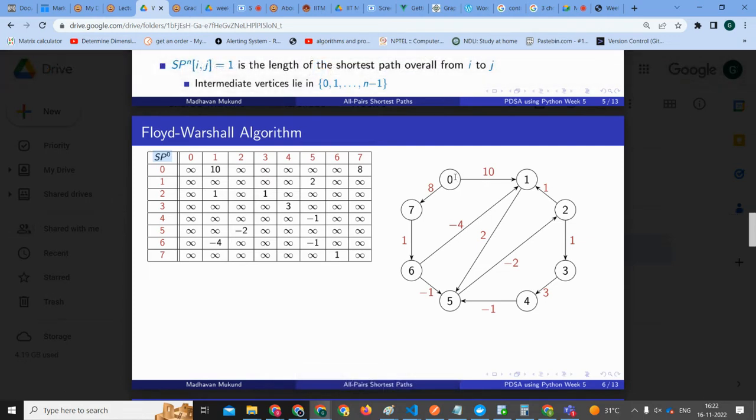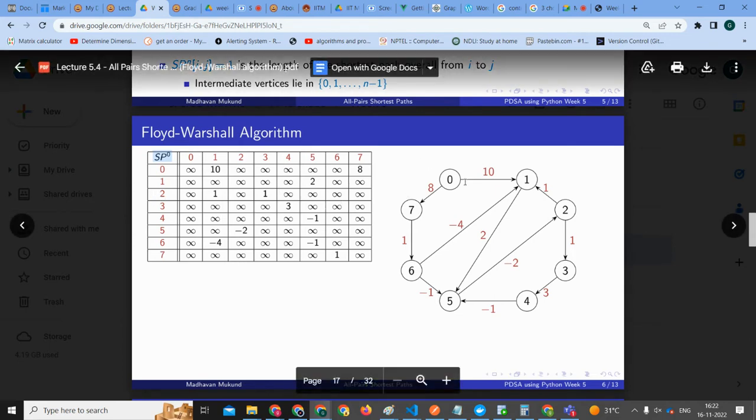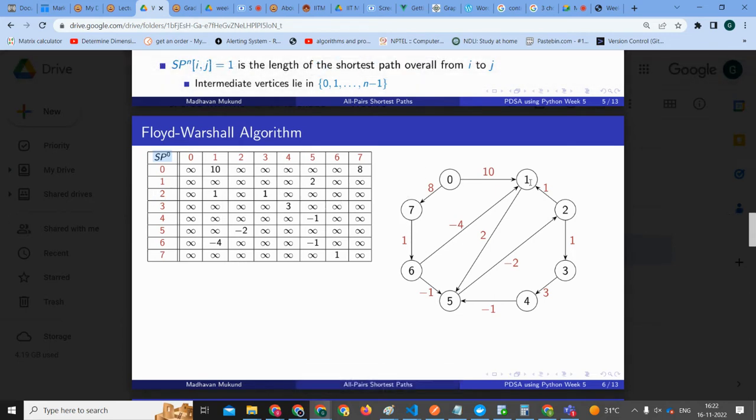The weight will be negative, right? So if you have it like that, initially the shortest path to zero will be zero, correct? Or we can say infinity. So after you're done with the cycles or whatever it is.